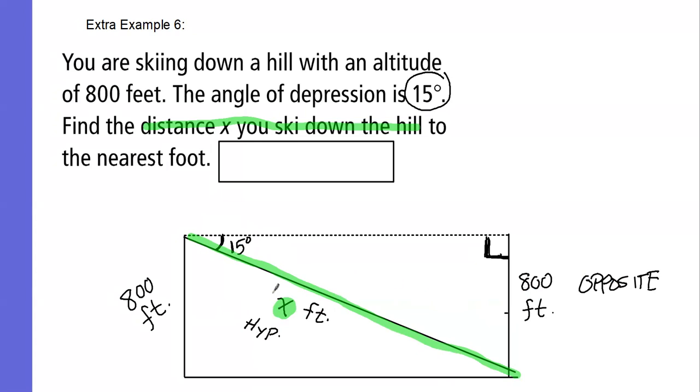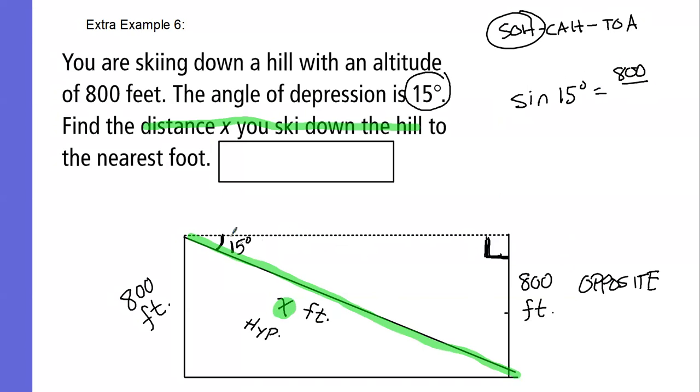So if I have opposite and hypotenuse, what trig function am I using? Well, back to my SOHCAHTOA idea. Sine is opposite over hypotenuse, cosine is adjacent over hypotenuse, tangent is opposite over adjacent. So if I have opposite over hypotenuse, I am dealing with the sine of 15 degrees is equal to 800, my opposite, over this mystery number x, which is how far I'm skiing down the hill.